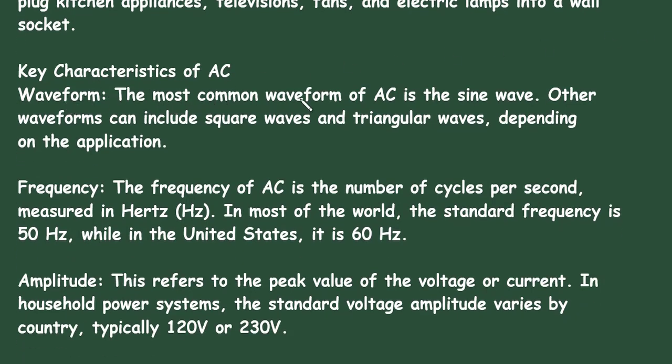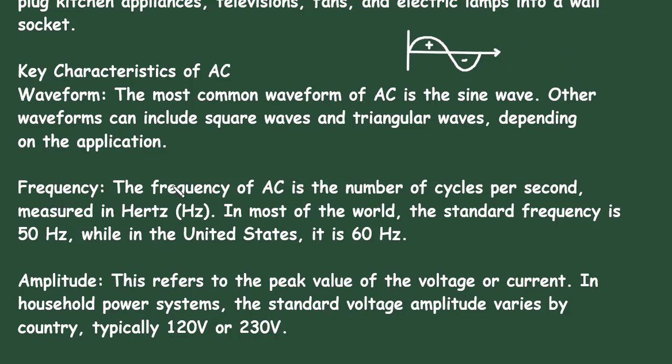Waveform. The most common waveform of AC is the sine wave. We know that a sine wave looks like this. Other waveforms can include square wave and triangular waves depending on the application. So it may be sine wave, triangular wave or square wave, but it will be of the same pattern, one time positive and second time negative, likewise.